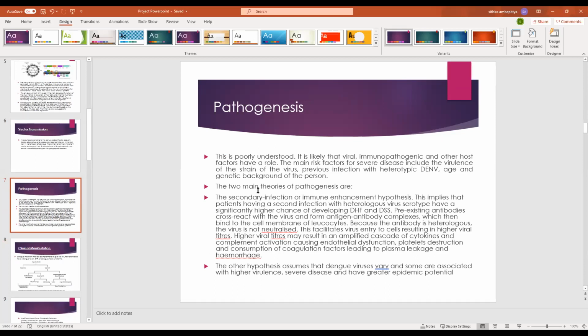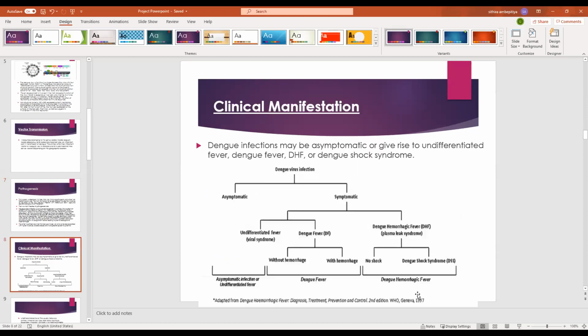It's not fully understood. There are 2 main hypotheses behind it. One is the secondary infection or immune enhancement hypothesis. And the other hypothesis assumes that dengue viruses vary and some are associated with high virulence and severe disease. So this second hypothesis, or pathogenesis idea, is what we are looking at and what we have touched upon.